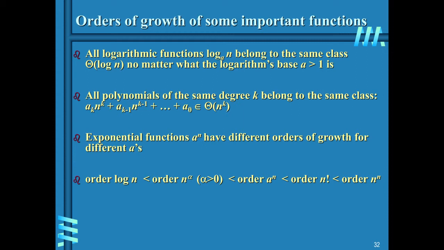And we see the order log n is smaller than the order n to the power of alpha, smaller than the order of a to the power of n, smaller than order n factorial, and smaller than order n to the power of n. For this one, we just need to remember that you can also use the technique we introduced previously, the limit function, to check each specific pair.